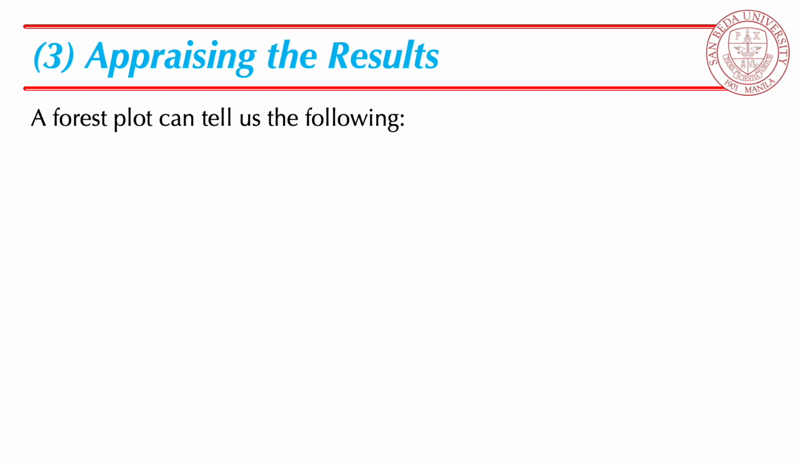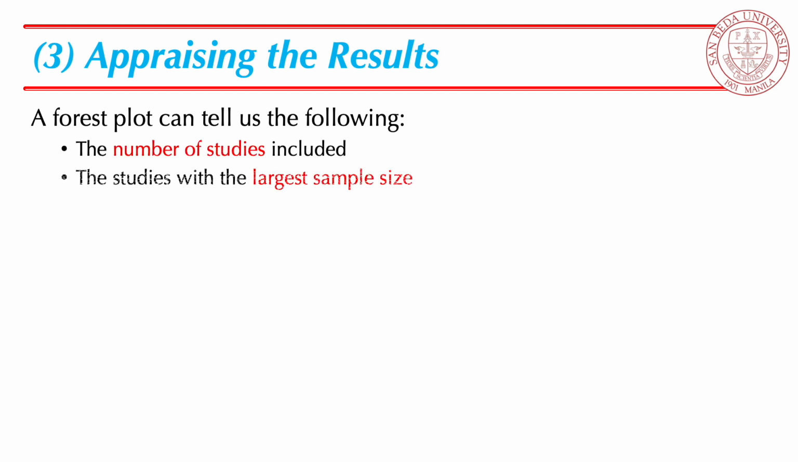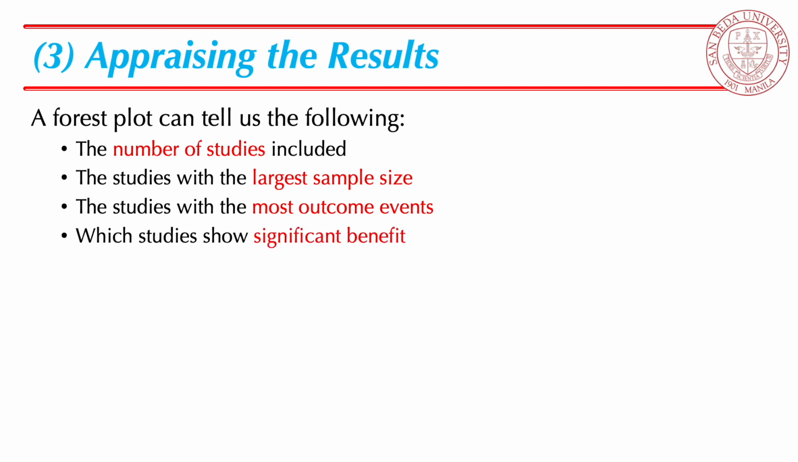Overall, though, a forest plot can give us information on the following: the number of studies included, the studies with the largest sample size, this is generally represented by the biggest square, the studies with the most outcome events, they generally have the narrowest 95% confidence interval line among the trees in the forest. Which studies show significant benefit? This means that their entire 95% confidence interval line is on the left of the null value.